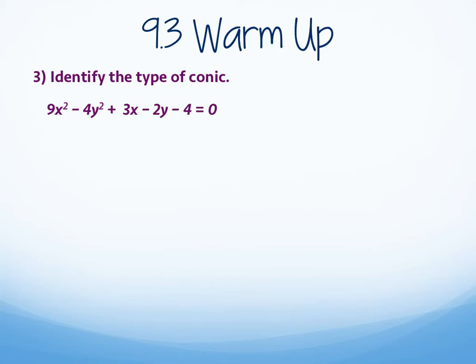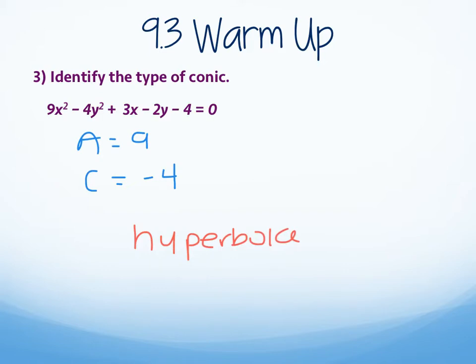All right, let's start with the easy one, right? So identify the type of conic. If you look at this, your A is 9, your C is -4. So this makes this what? A hyperbola, right? If the product is negative, then it's a hyperbola.